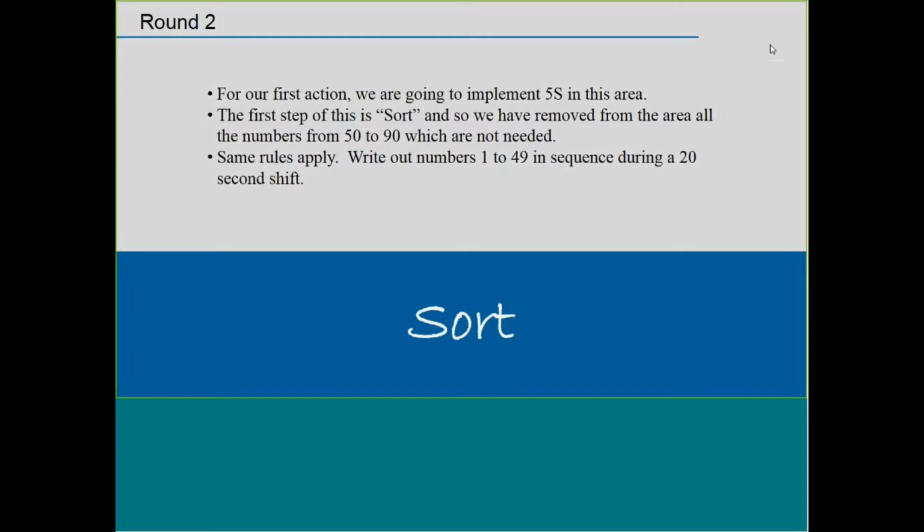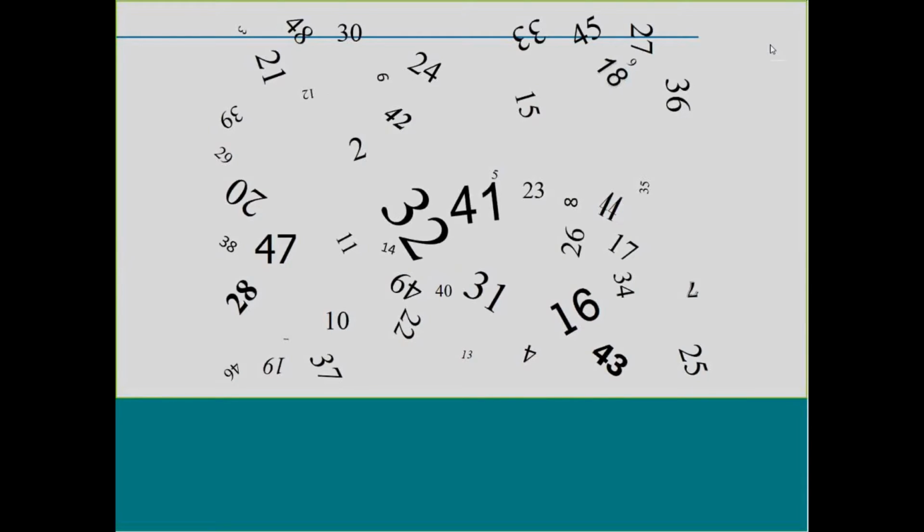The same rules will apply. You will have 20 seconds. Again, find the numbers in sequential order. First find the number 1, make a tick mark, the number 2, make a tick mark, and so on, all the way up through the numbers 1 through 49. Ready, begin.